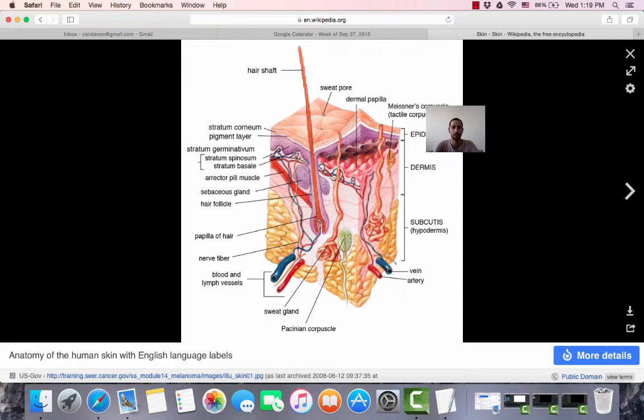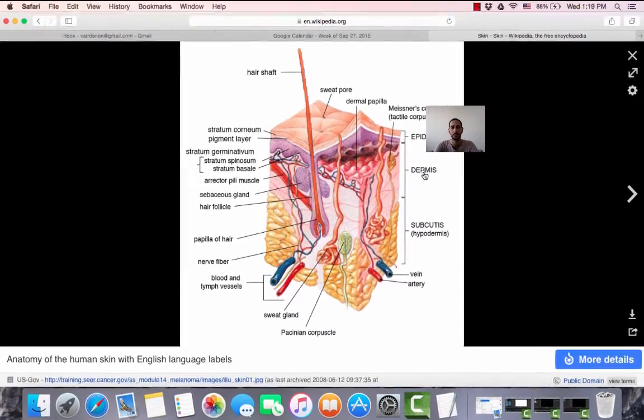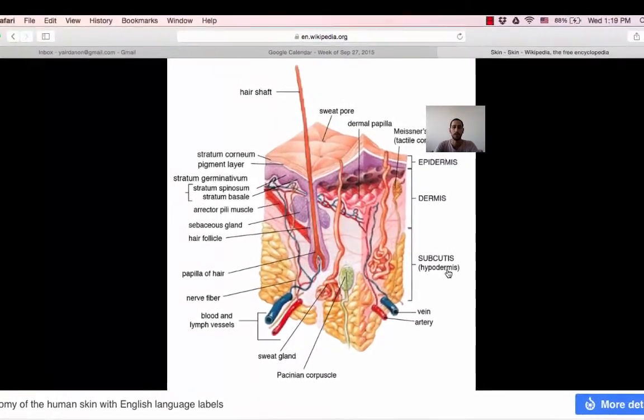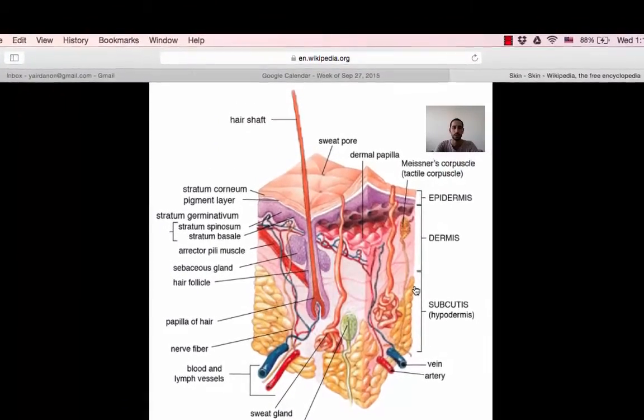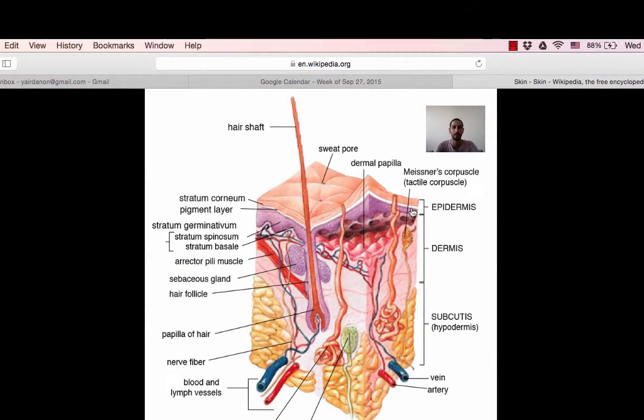As you can see here, this is the skin layer. This is a hair that goes out of the skin layer. So the skin layer is divided into epidermis, dermis, and subcutaneous. These are three main layers. What we are going to talk about is the epidermis. This is where the main problem is with atopic dermatitis.